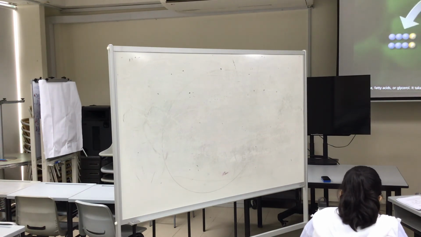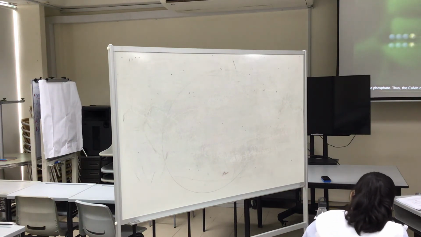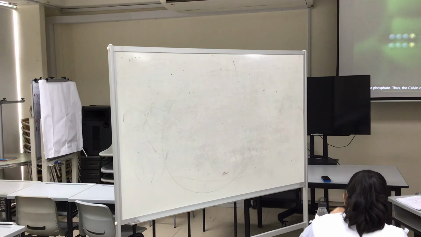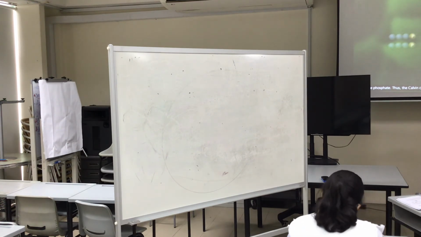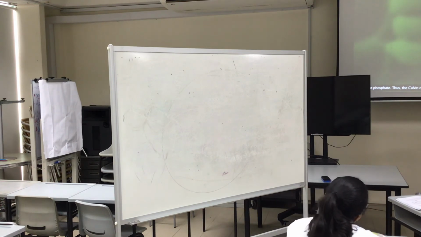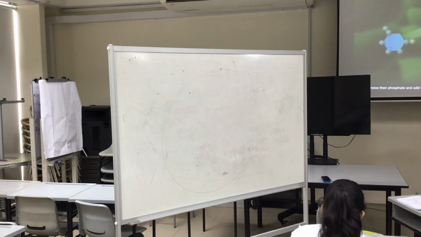It takes 2 molecules of glyceraldehyde 3-phosphate to make 1 molecule of glucose phosphate. Thus, the Calvin cycle has to run 6 times to produce 1 molecule of glucose. These molecules can remove their phosphate and add fructose to form sucrose, the molecule plants use to transport carbohydrates throughout their system. Glucose phosphate is also the starting molecule for the synthesis of starch and cellulose.